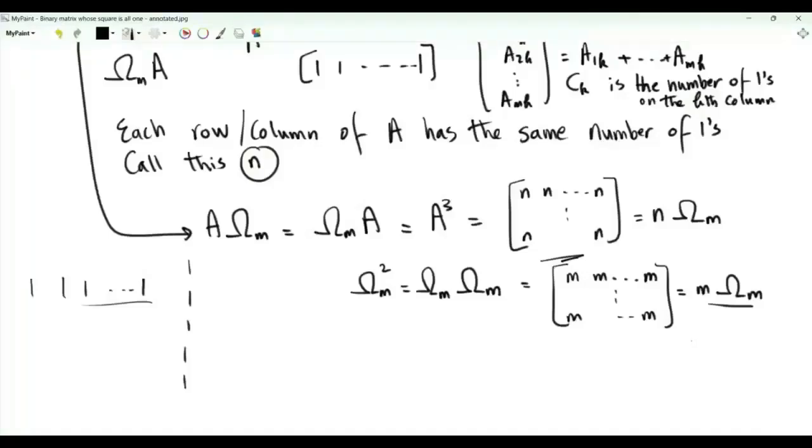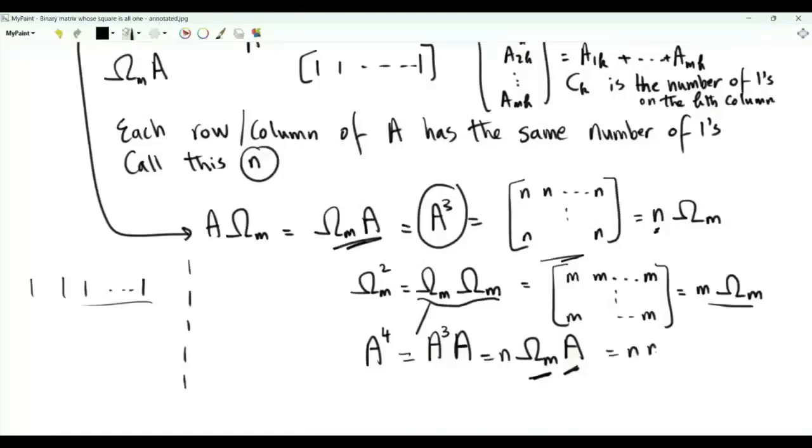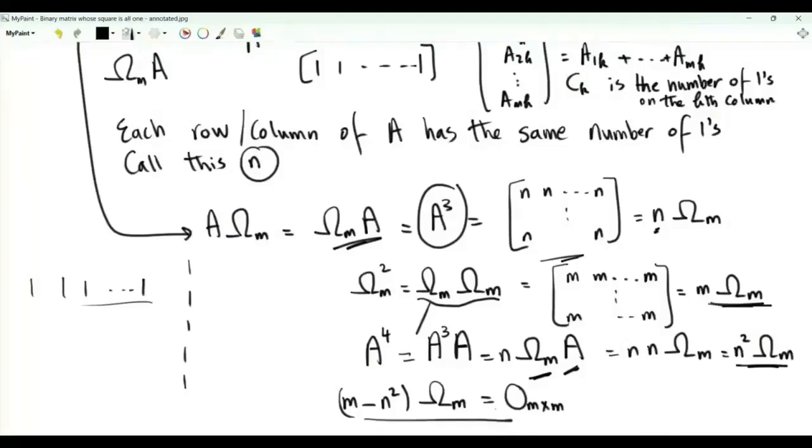We can do something else. A squared is equal to the all-one matrix. So omega m squared is equal to A to the power 4. A to the power 4 can be written as A cubed times A. A cubed is equal to n times omega m. Omega m times A is equal to n times omega m. Omega m squared, which is A to the power 4, is equal to n squared times omega m. These two matrices are equal. We have m minus n squared, that's a scalar, times the all-one matrix of size m by m. This is equal to the all-zero matrix of size m by m. The only possible way to achieve this is that m is equal to n squared.